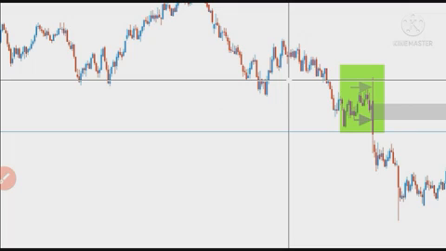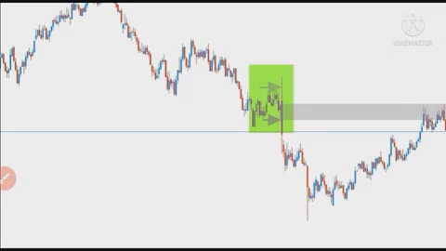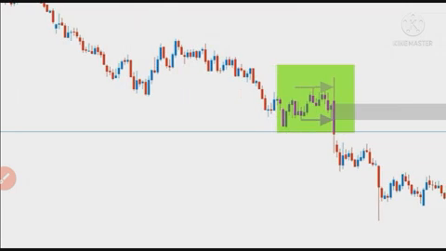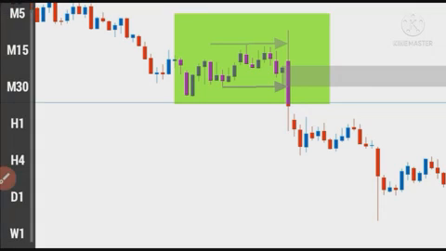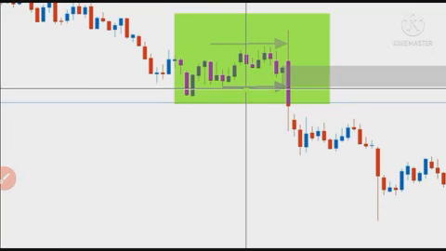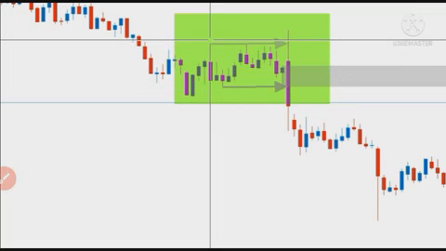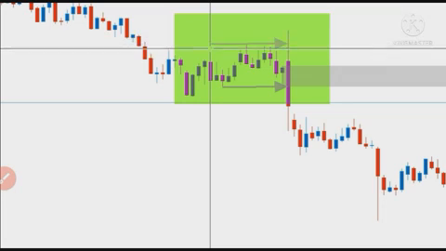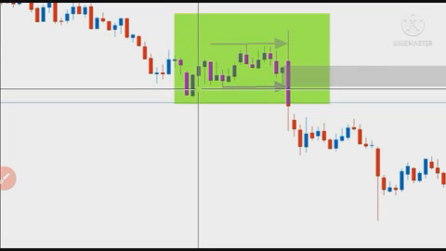So market structure first, and after that, look at what happened here. Let me zoom out for you to really see. Look at it. What happened here? Equal highs. Can you see that? Look at our arrow here. What's resting above these equal highs? Liquidity. Look at equal lows. What's resting below these equal lows?